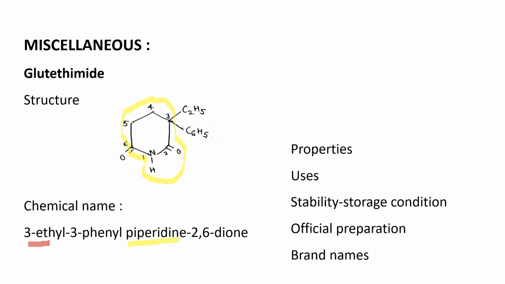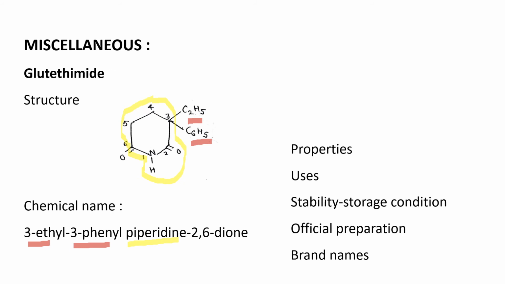Therefore, 3-ethyl, 3-phenyl, basic ring piperidine, 2,6-dione. Or you can write down this chemical name as 3-ethyl, 3-phenyl, 2,6-dione piperidine. That is also correct one. Or you can write down 3-ethyl, 3-phenyl, 2,6-dione, and at the last the basic structure, that is piperidine.